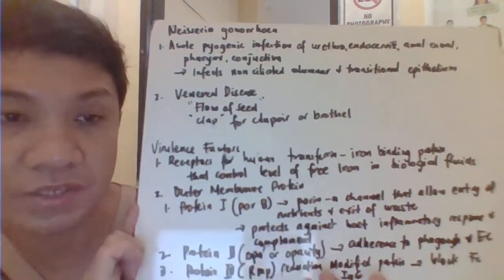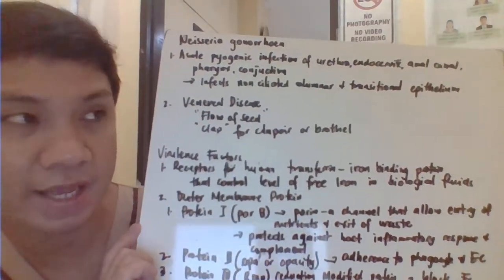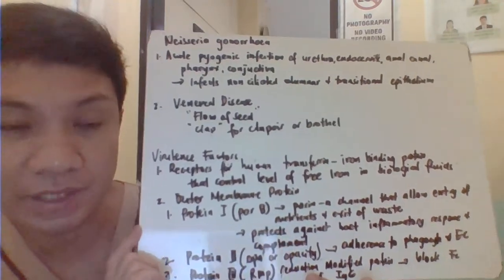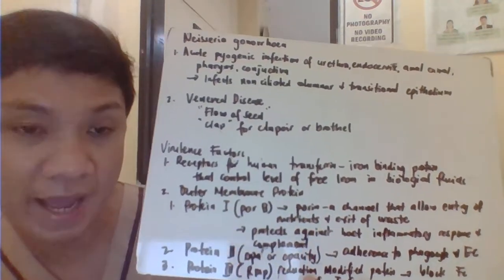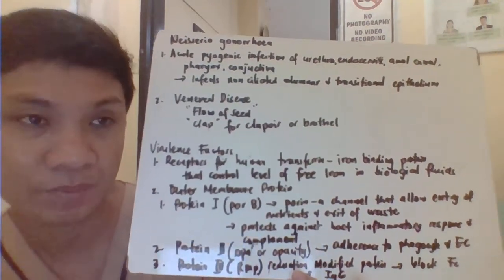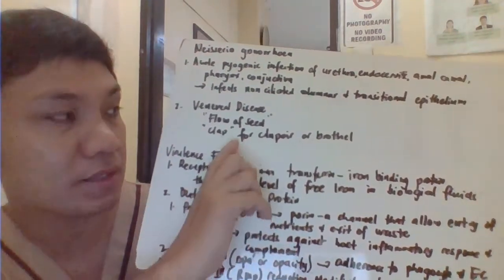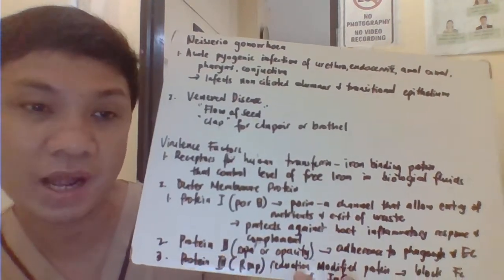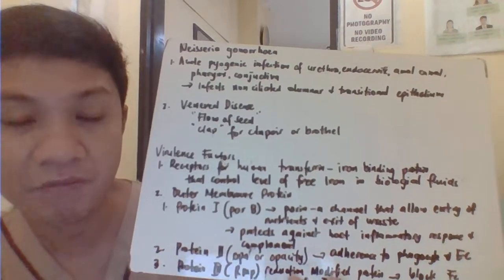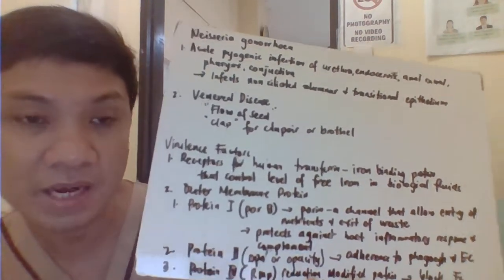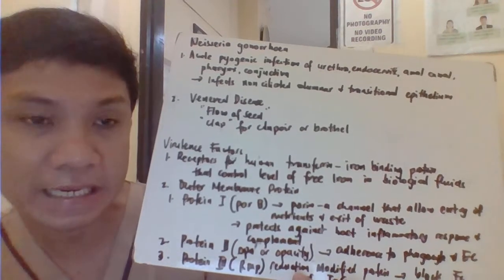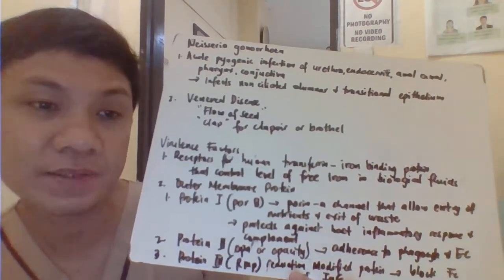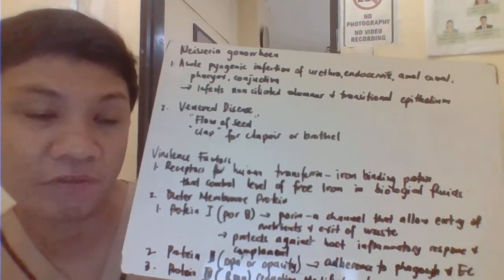We start the discussion with Neisseria gonorrhoeae. It is the causative agent of gonorrhea, which is a sexually transmitted disease, a venereal disease. Before, this was called the flow of seed because the infection produced by this bacteria produces a highly purulent discharge that resembles seminal fluid. That's why they called it the flow of seed.